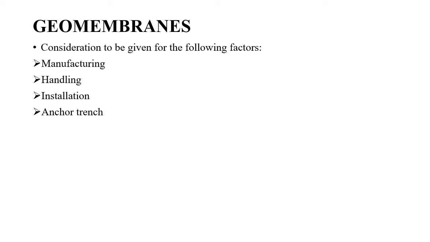Then installation. Regarding installation, this means finally when you are going to install these geomembranes as the liner material in the landfill construction, there also you have to follow specifications, and these specifications are to be given by your contractor, because he will not be installing the geomembranes. So these specifications or the installation procedures have to be carefully laid out, and those have to be followed.